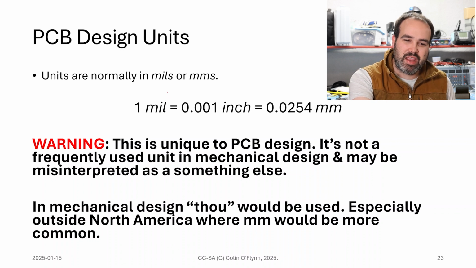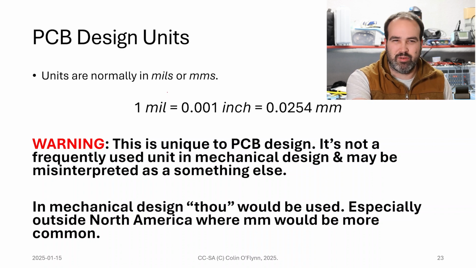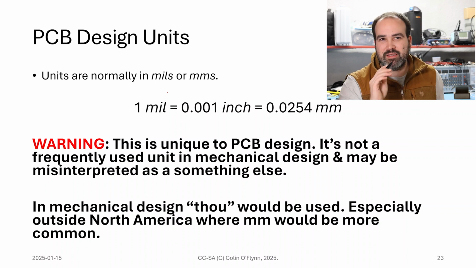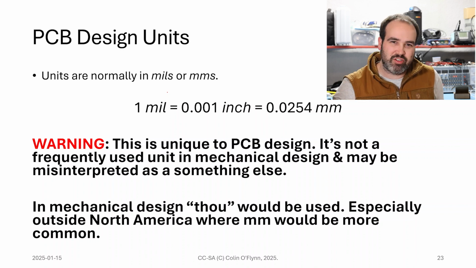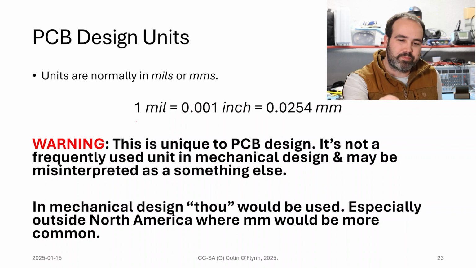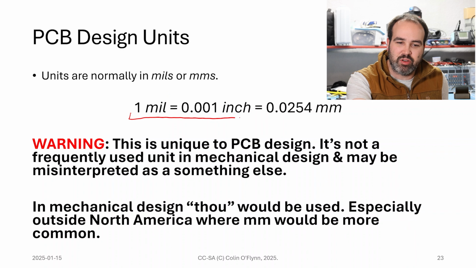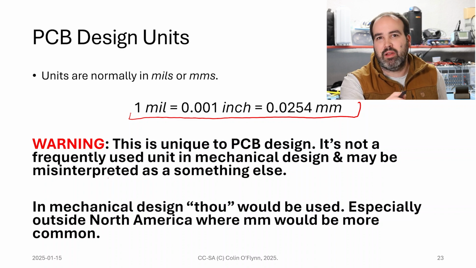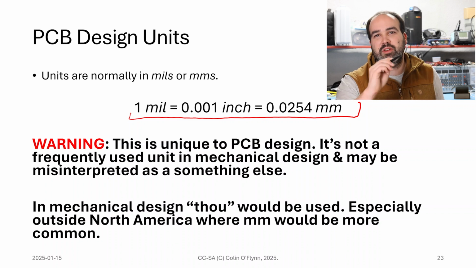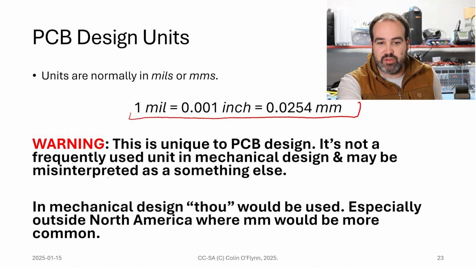It's really only heavily used in PCB design. I have this big flag up because sometimes it causes problems if you're doing a project where someone else is working on an enclosure without any PCB experience. A mil, which we use a ton in PCB design, is equal to basically 1/1000th of an inch, which is often called a thou elsewhere. So 1 mil is 0.001 inches, which is a thou, or 0.0254 millimeters.